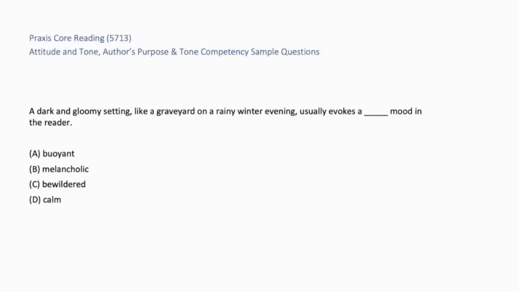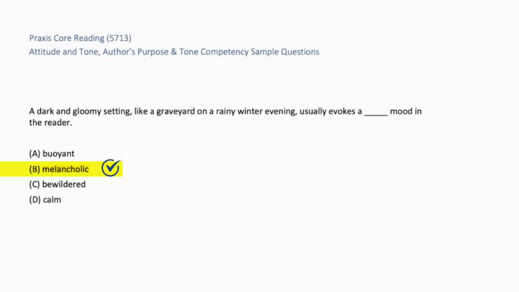A dark and gloomy setting, like a graveyard on a rainy winter evening, usually evokes a blank mood in the reader. A, buoyant, B, melancholic, C, bewildered, or D, calm. A, buoyant, means cheerful or lighthearted. C, bewildered, means puzzled or confused. D, calm, means peaceful. The correct answer is B, melancholic. A dark and gloomy setting in a graveyard on a rainy winter evening evokes a melancholic mood.